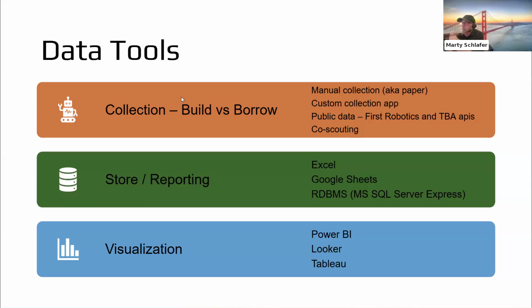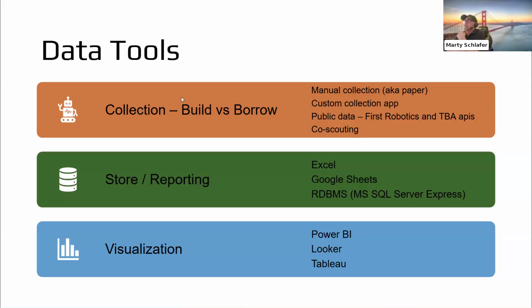There's public data out there. FIRST Robotics and The Blue Alliance have APIs to collect data from them in near real time. There's some delay, it might be 5 minutes, 10 minutes, but it's reliable to some standpoint as long as you can get an internet connection while you're at the competition.